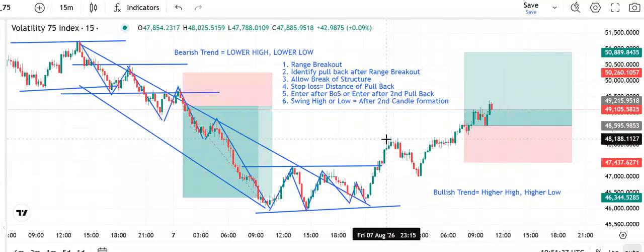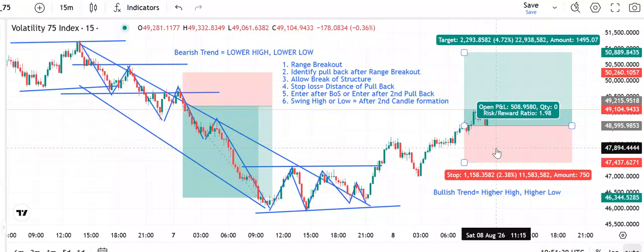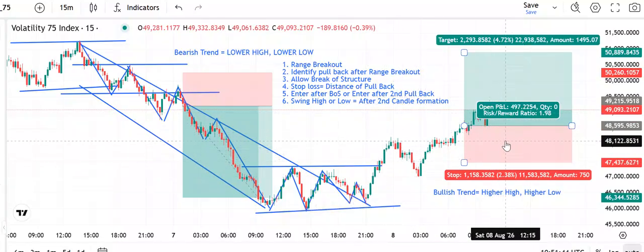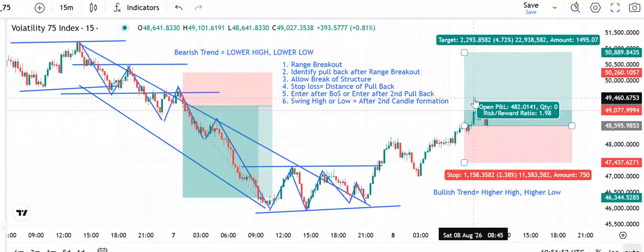So when you have your pullback, the pullback will be your stop loss, expecting that price will not drop lower than this pullback at any point in time. So that will be your stop loss. Then ratio 1 to 2 or ratio 1 to 3 could be your take profit.